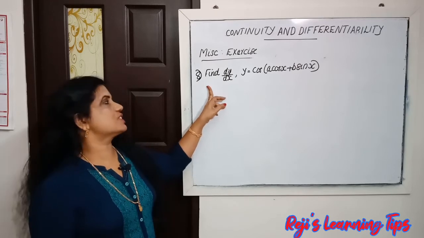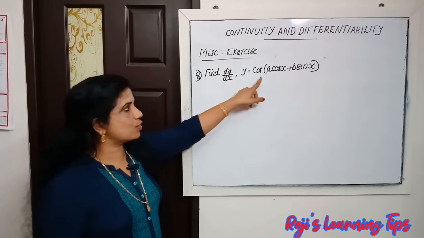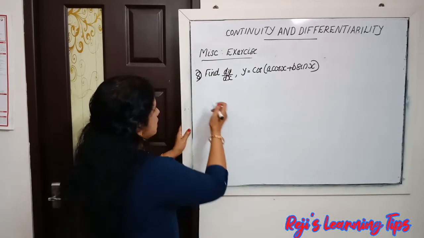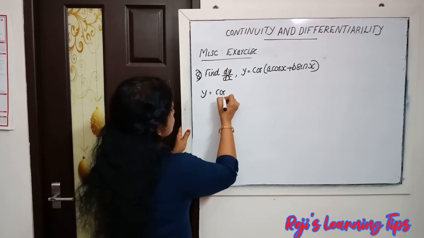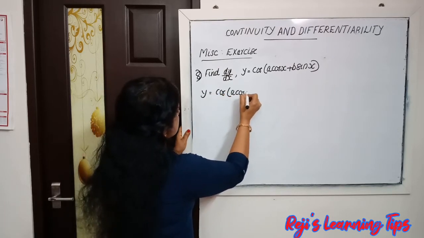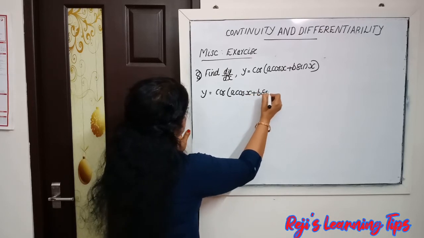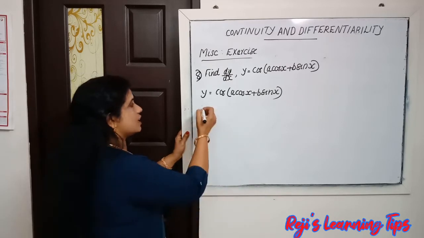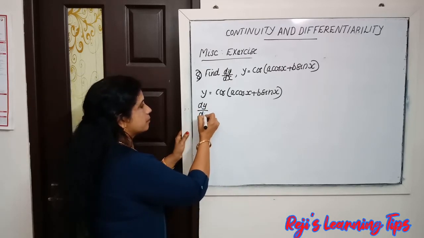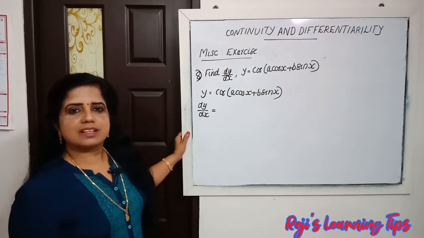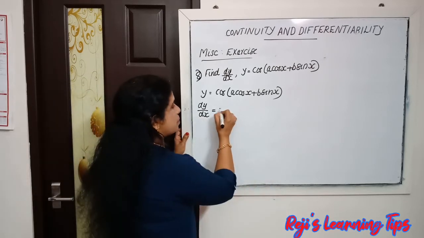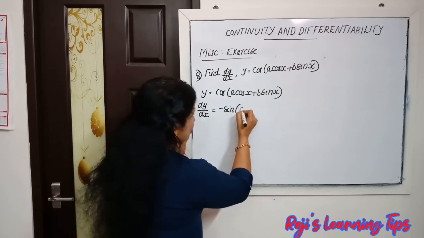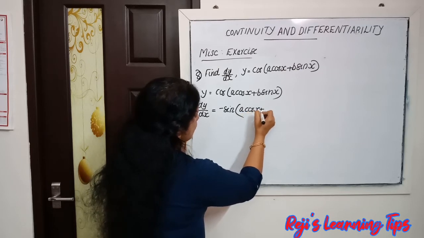Okay, then 8th question, find dy by dx, y is equal to cos of (a cos x plus b sin x). Then we should write y is equal to cos of (a cos x plus b sin x). Then we should find dy by dx. How can we find dy by dx? Derivative of cos is minus sin of (a cos x plus b sin x), correct.